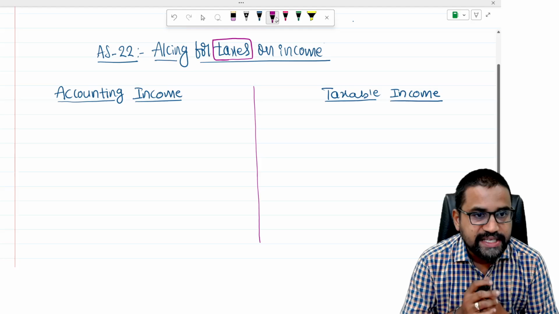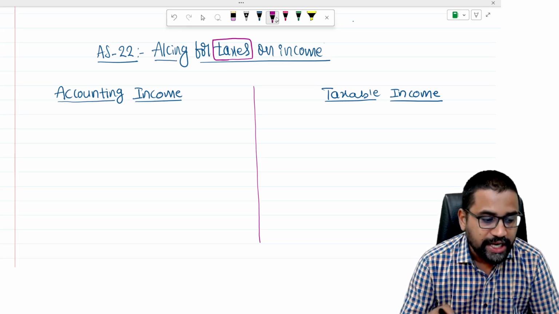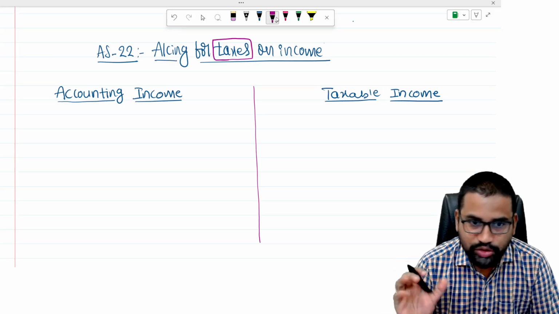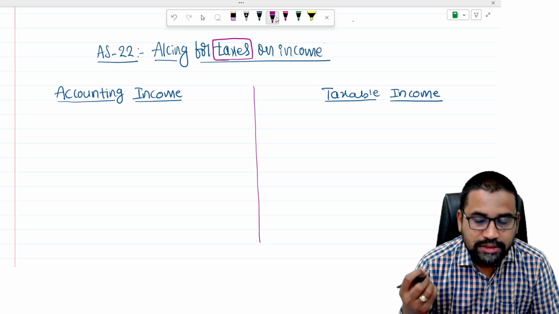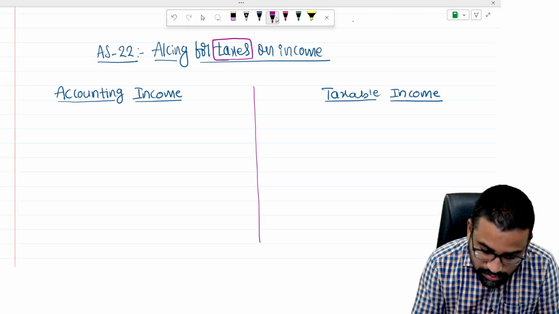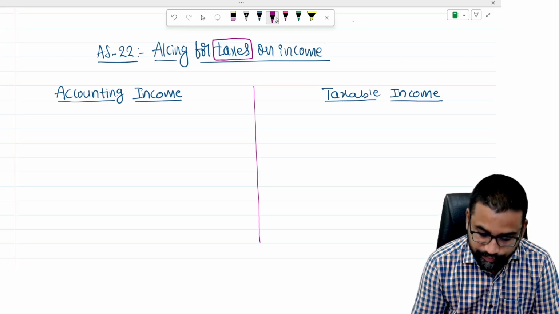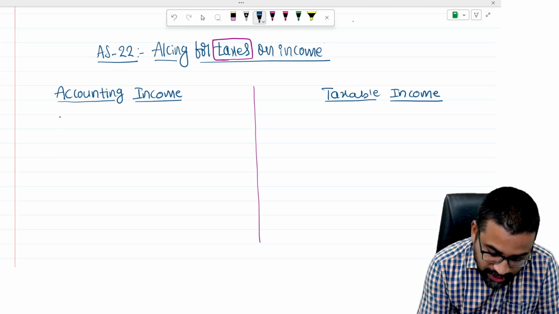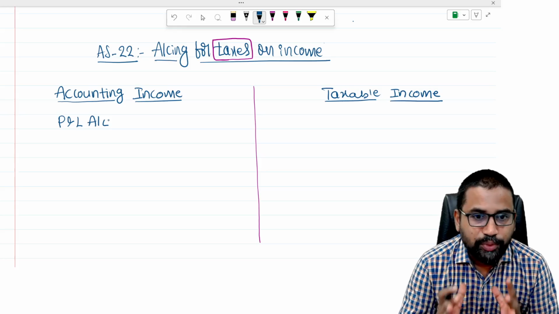See, every business entity, we know that they are going to prepare financial statements every year. What are the components of financial statements? Balance sheet, P&L. Now, through the P&L account, we will ascertain what? Net profit, right? That is called accounting income. So this accounting income is nothing but the profit and loss account. Every year we prepare the P&L account and ascertain the profit of the business of that year.